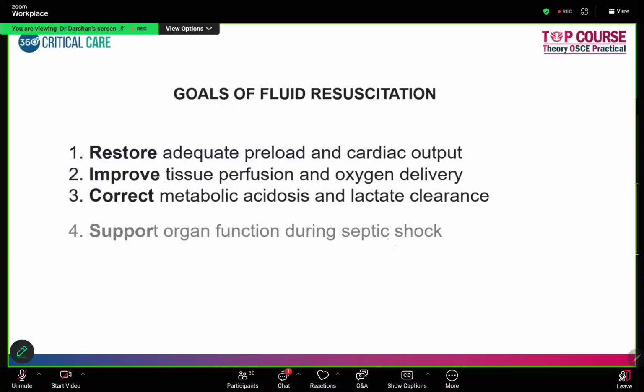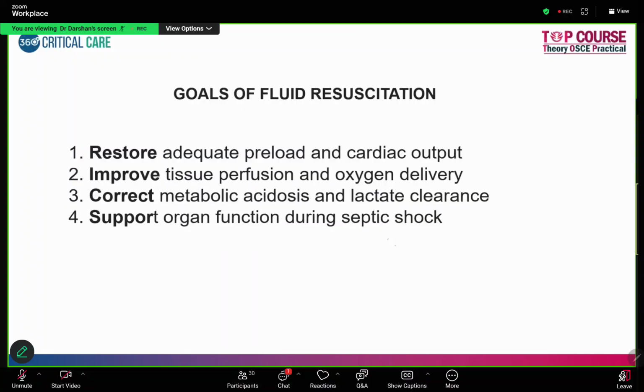So, what is the goal of fluid therapy in sepsis? It is to restore adequate preload and cardiac output. It is to improve tissue perfusion and oxygen delivery. It is to correct metabolic acidosis, promote lactate clearance, and support organ function, especially when there is septic shock. Always remember that fluid in sepsis is not only for patients with septic shock.